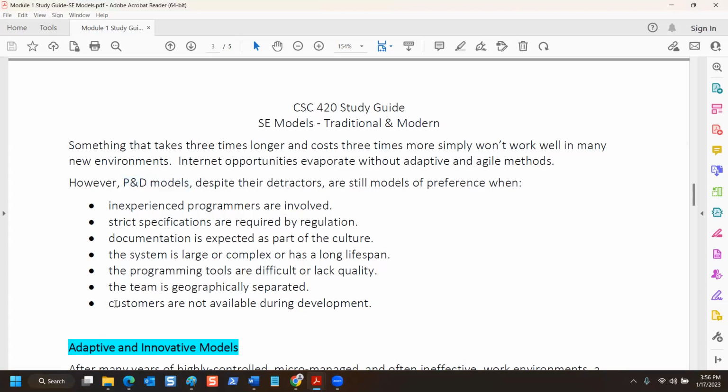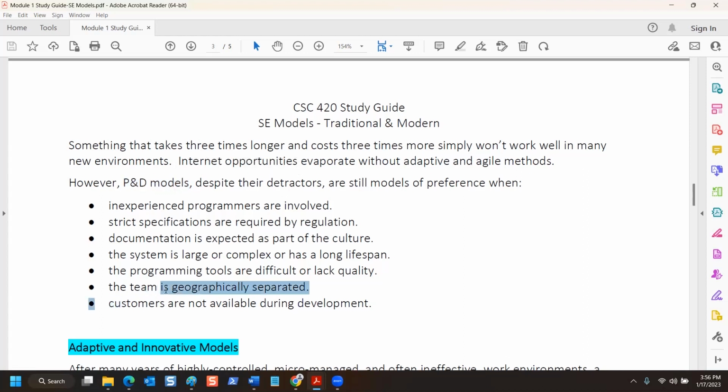If your customers are not available during the development period... When you use adaptive agile methods, your customers have to be involved all through the process. They're part of the development process. Your customers are within arm's reach. You come up with a new idea for the user interface. You show it to the customer right there. That's not a planning and documentation model, because those are old school.